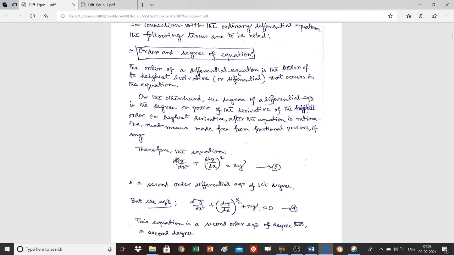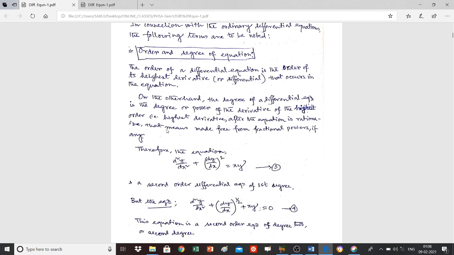So if the order is 2 for a given differential equation, then it will be called a second order differential equation. However, if it had order 1, then it would be called a first order differential equation. So it is clear what the order of a differential equation is.